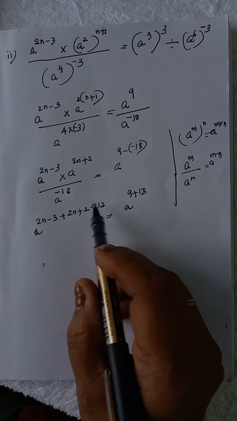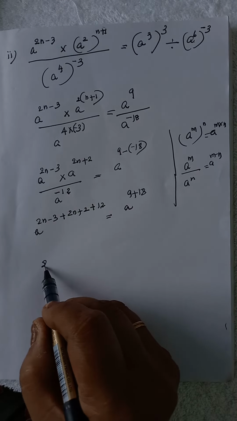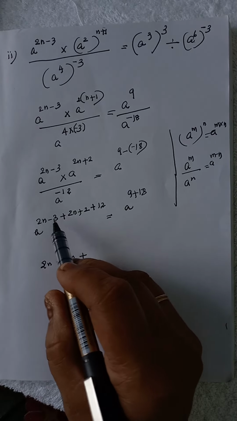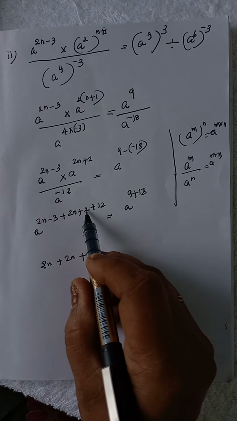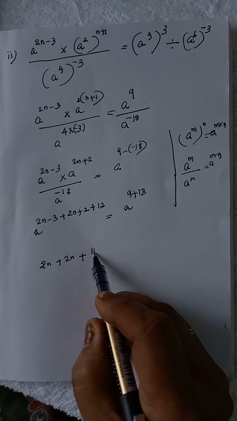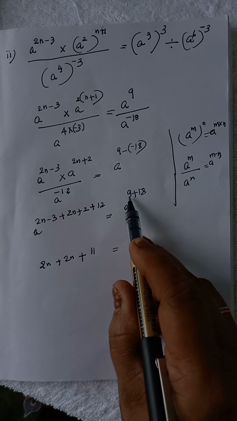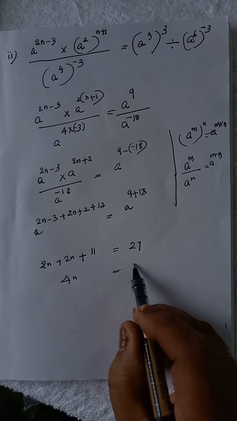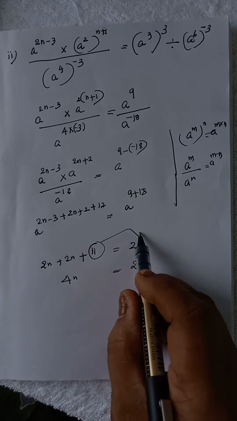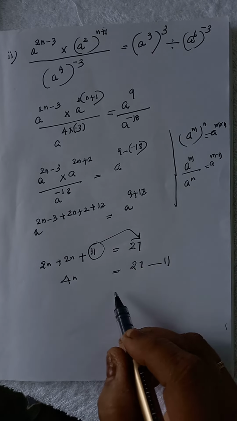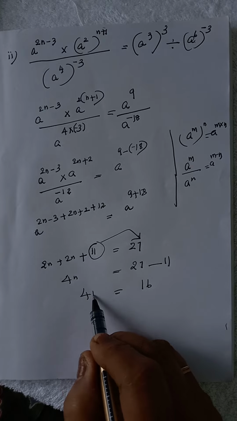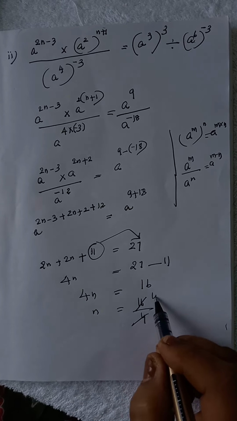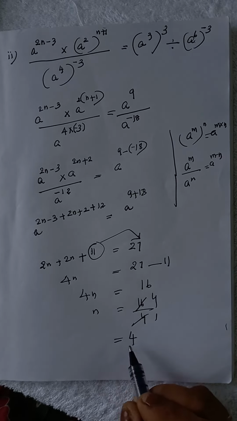Here bases are equal, so powers are equal. So 2n plus 2n plus 12 plus 2, 14. 14 minus 3, 11, that is equal to 9 plus 18, that is 27. So 4n plus 11 is equal to 27. This 11 we will take to the other side, so minus 11. So this is equal to 16. So 4n is 16. So what is n? 16 by 4, that is 4. So the value of n is 4.